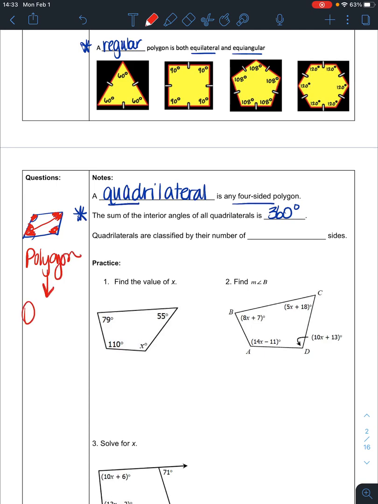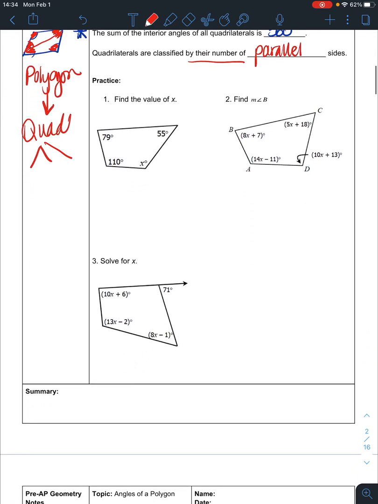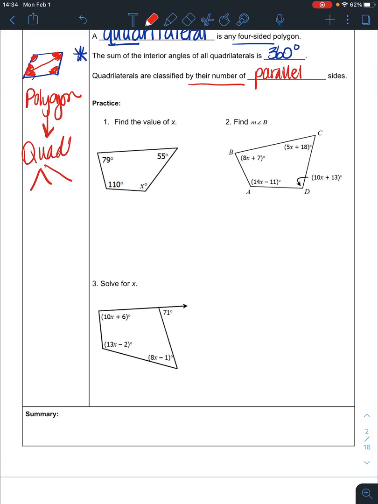Now, we started with a polygon, and then we went to a quadrilateral, and from there, we're going to start splitting off, and the way that we're going to split off is by the number of parallel sides. And then we'll further get into what about the angles and what about the sides being congruent and all of that. And so we can classify them by the number of parallel sides.